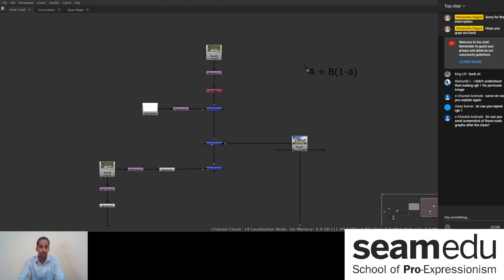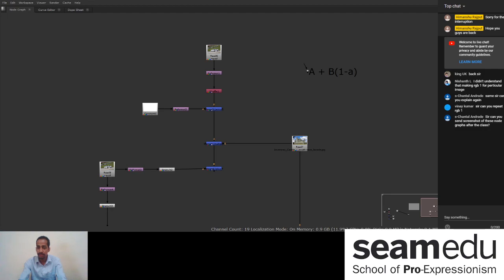Let me go through some questions and let me find. Okay, so Nishant is asking, I didn't understand making RGB1 for a particular image. Sir, can you repeat RGB1? Sir, can you send a screenshot of this node graph after the class? Yes, I'll share the screenshot of the node graph, even though you will have the recording.